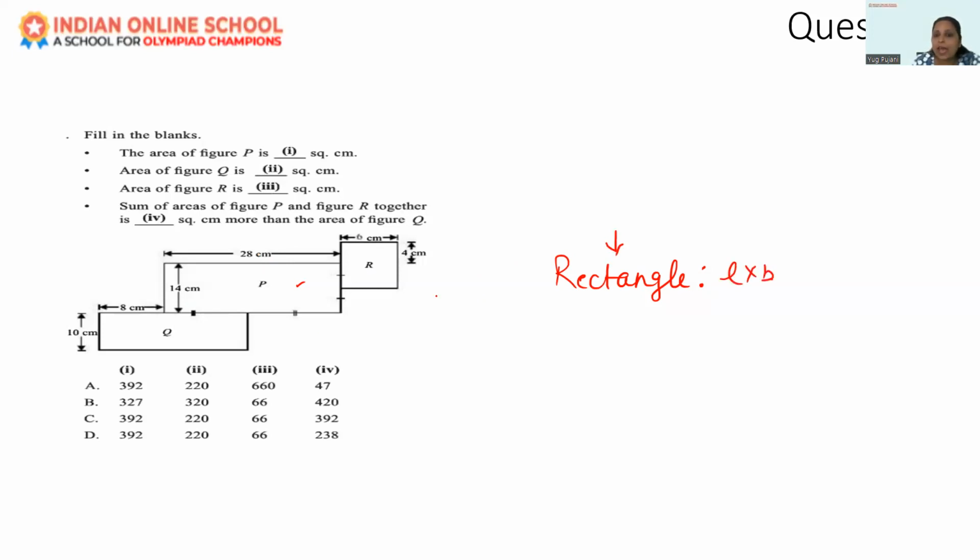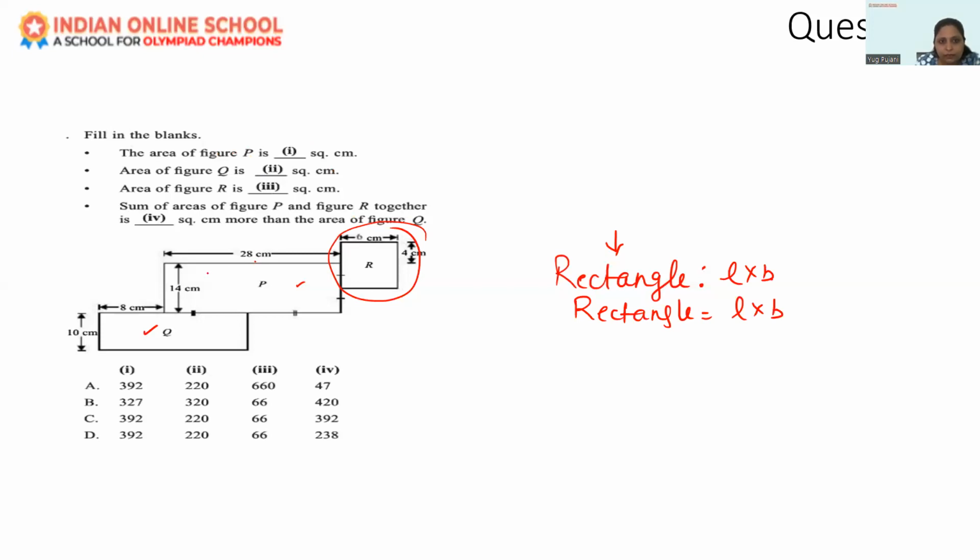Here you can see that Q is also a rectangle. So its area is also length into breadth, because they are talking about area here. And this is also a rectangle, so this will also be length into breadth. So let's do that. I will start with the area of figure P.